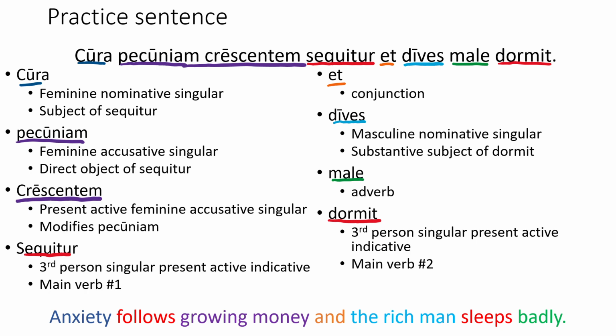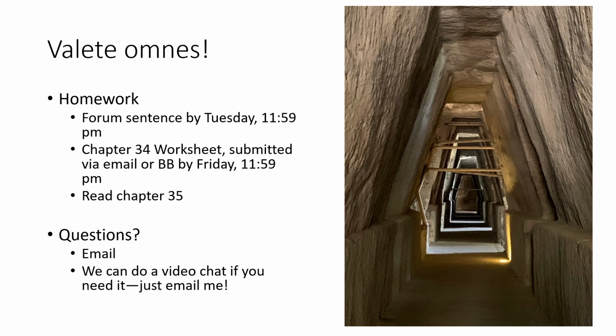Since dormit is intransitive, which means it doesn't take a direct object, we have no accusatives. The final element of this sentence is the adverb male. If we put this all together, the sentence is translated as follows: Anxiety follows growing money, and the rich man sleeps badly.